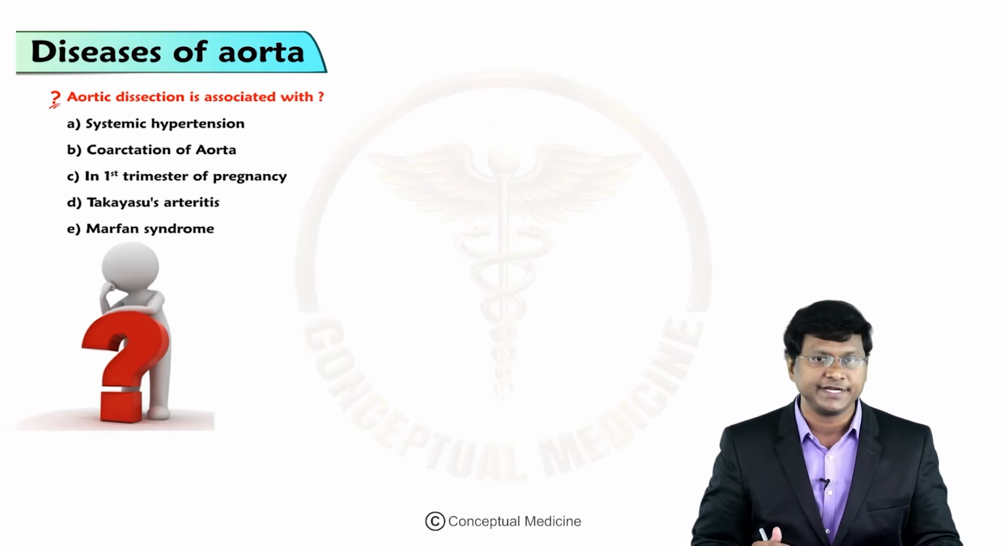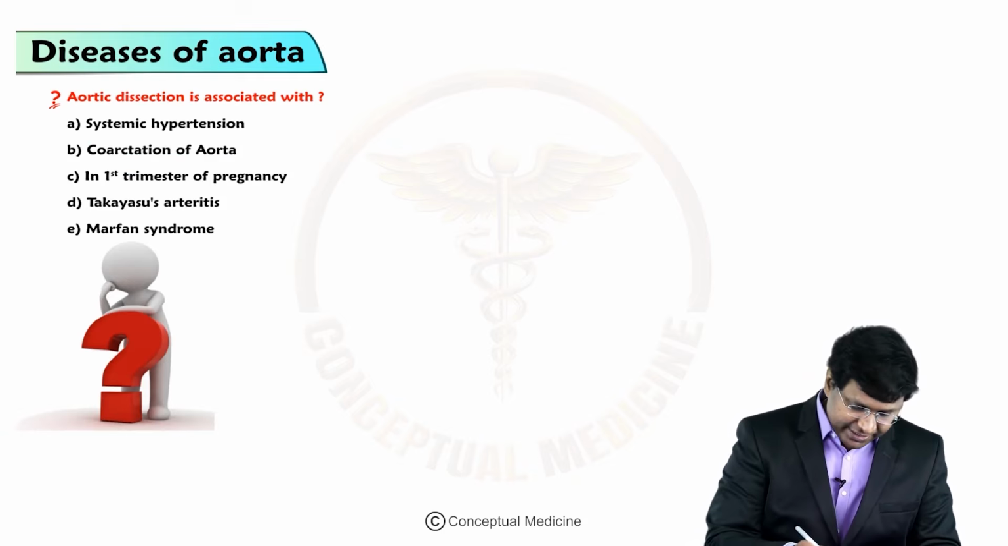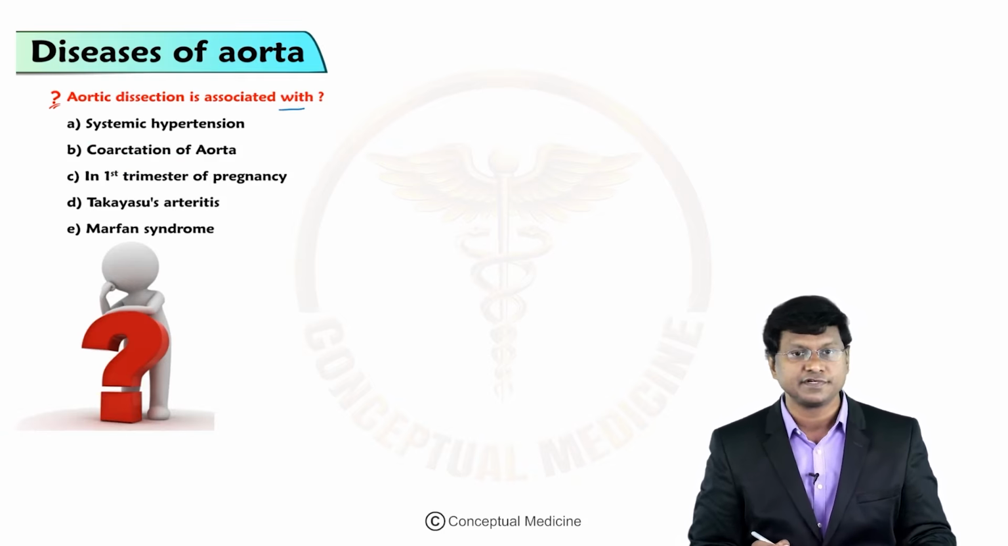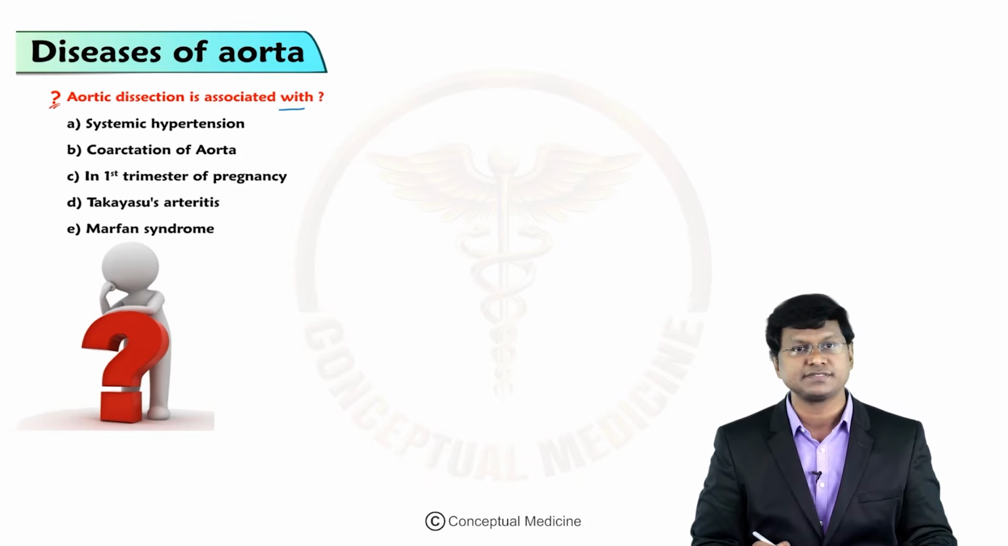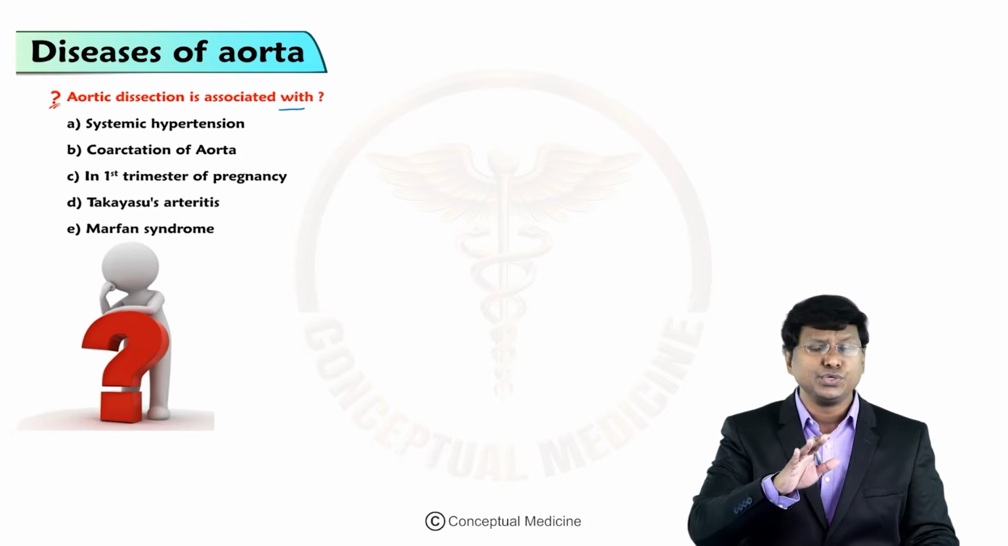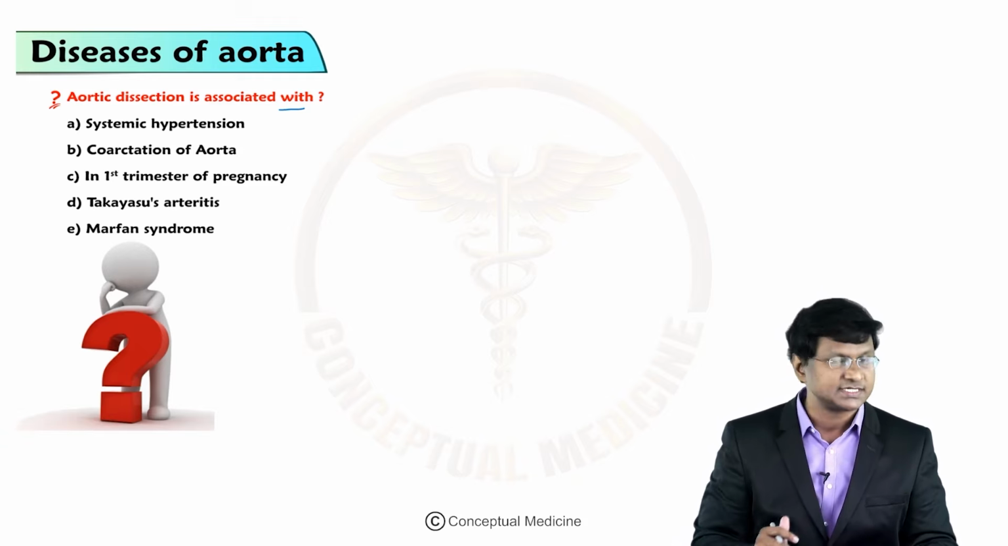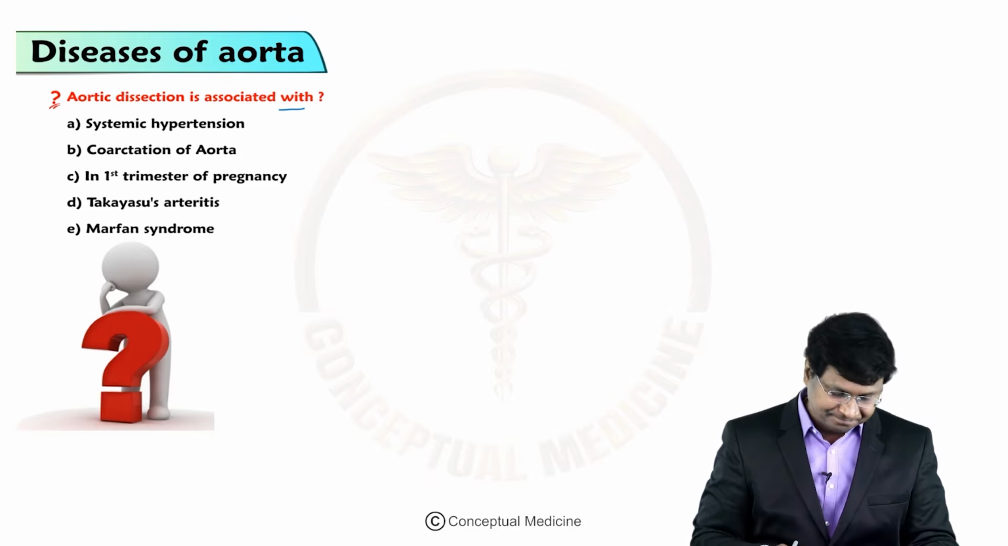Now you need to know what the risk factors are for the development of aortic dissection. Aortic dissection is associated with systemic hypertension, coarctation of aorta, first trimester of pregnancy, Takayasu arteritis, Marfan syndrome. Let me tell you, you have many predisposing factors. I'll discuss all the predisposing factors and then I'll come back to this question once again.